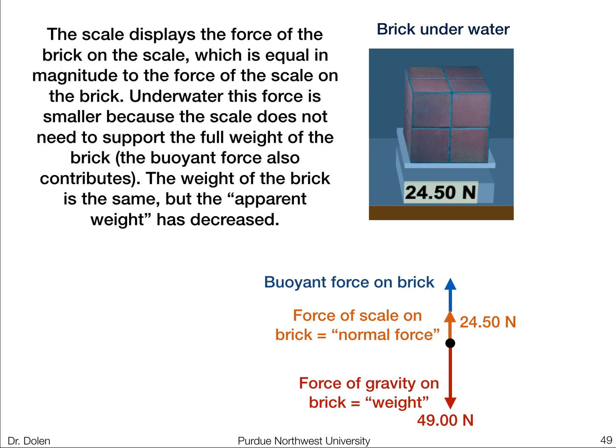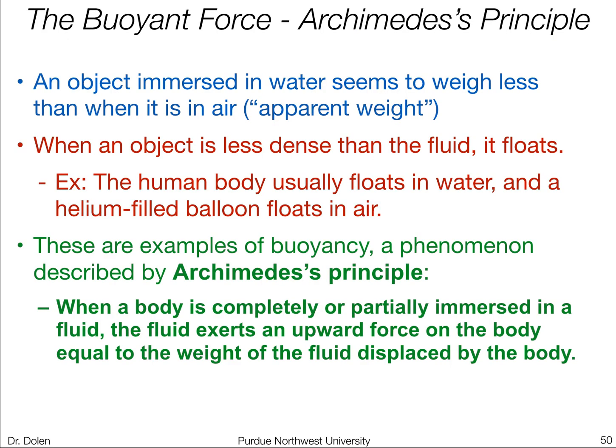Okay, so now we want to try to quantify this effect, the buoyant force. And we're going to do that with something called Archimedes' principle. And just a quick summary, an object immersed in water seems to weigh less than when it is in air. We can call this apparent weight. Another observation is that when an object is less dense than a fluid, it floats. Right? For example, the human body floats in water, a helium balloon floats in the air. And so to explain this phenomenon, we use something called Archimedes' principle.